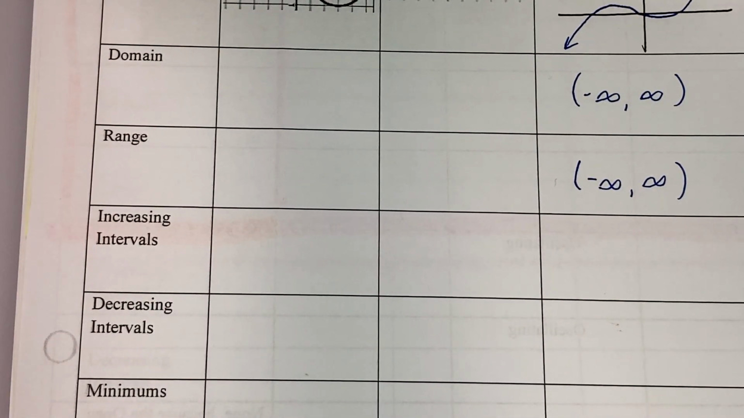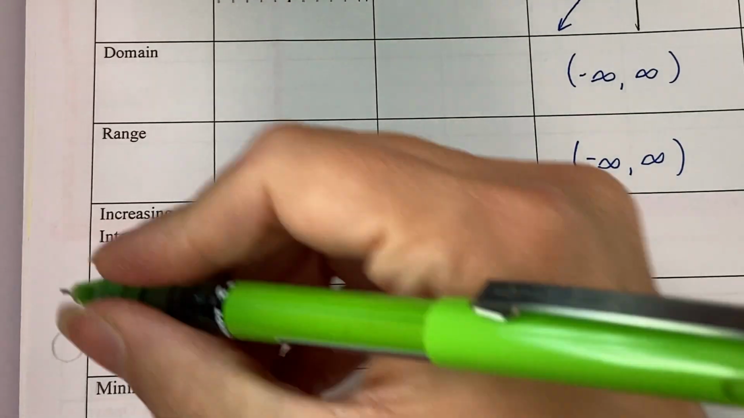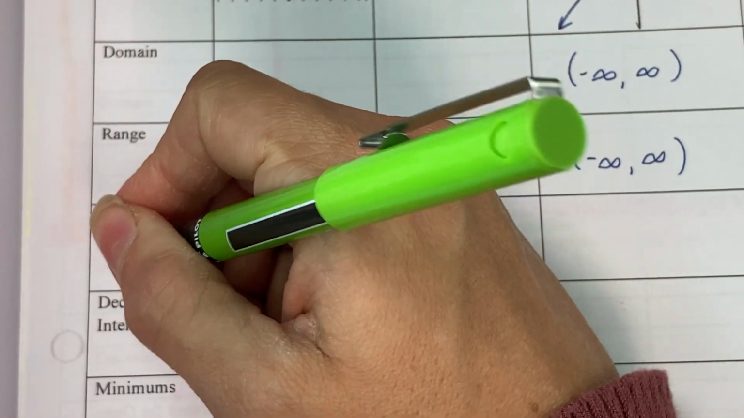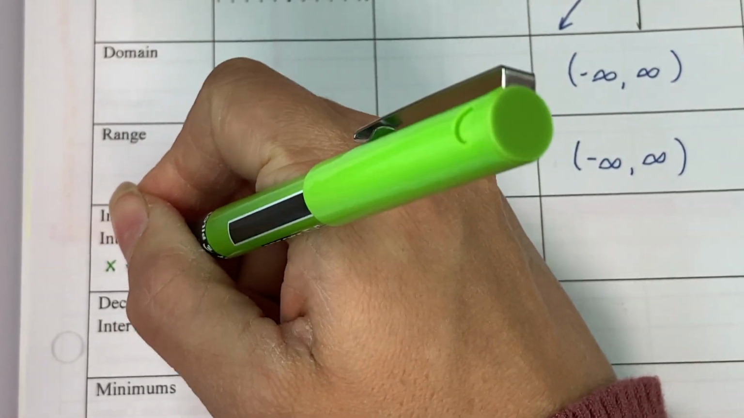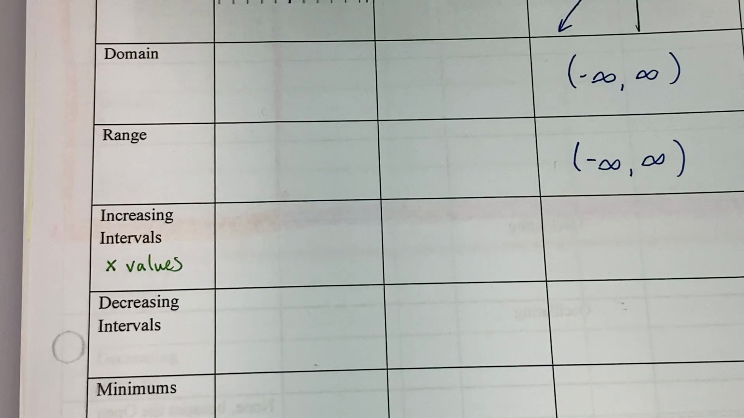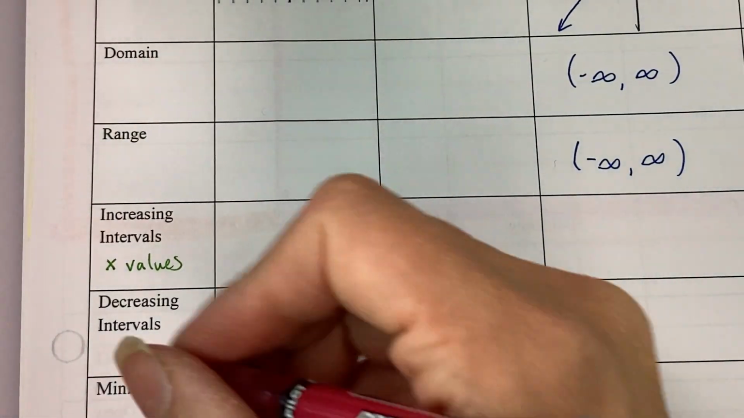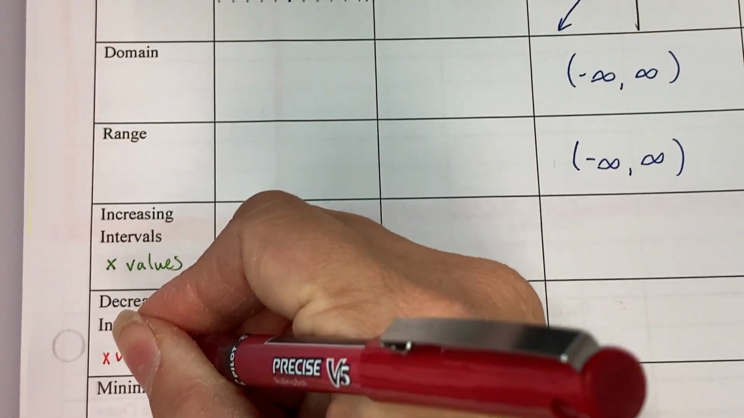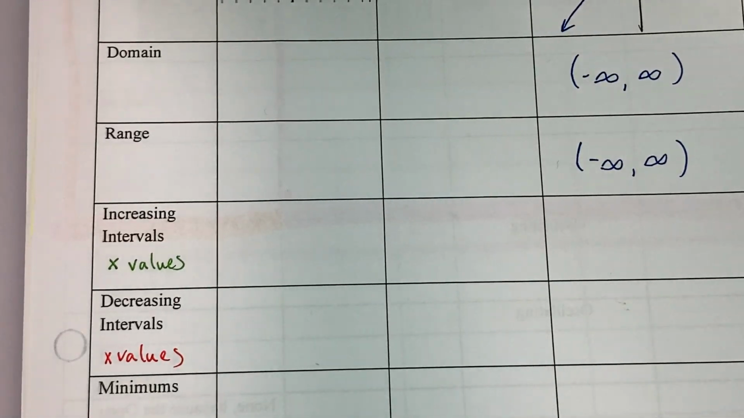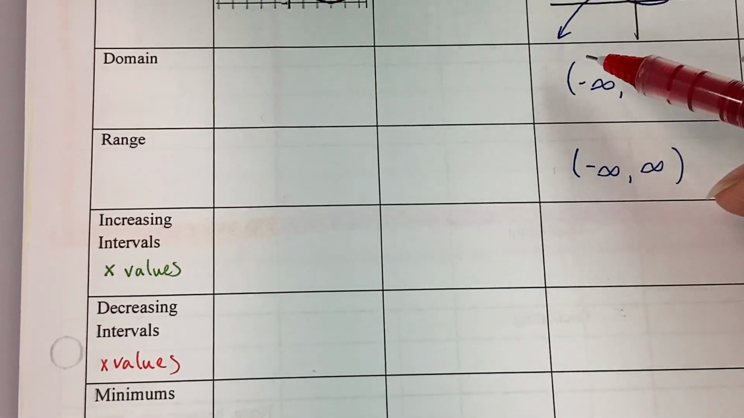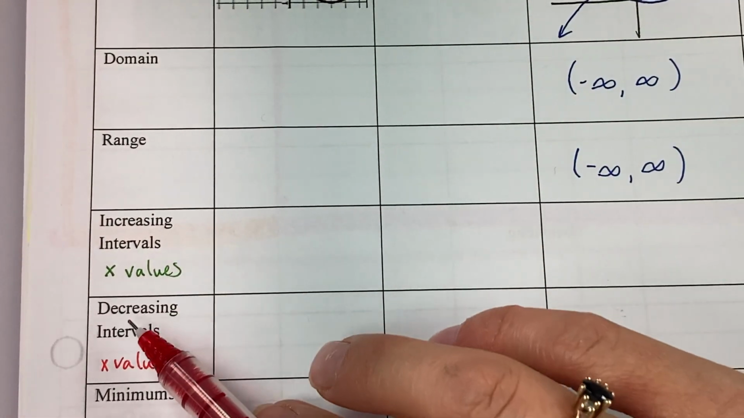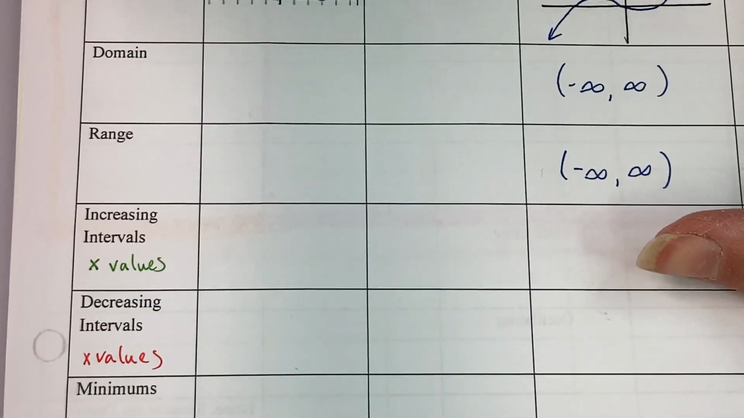So next we're ready to talk about the increasing and decreasing intervals. So first, by these, I want you to write that increasing intervals is x values for the intervals, and decreasing intervals is also x values. So we're looking at the y values and where my function is going up and down, but we state the intervals in terms of x.